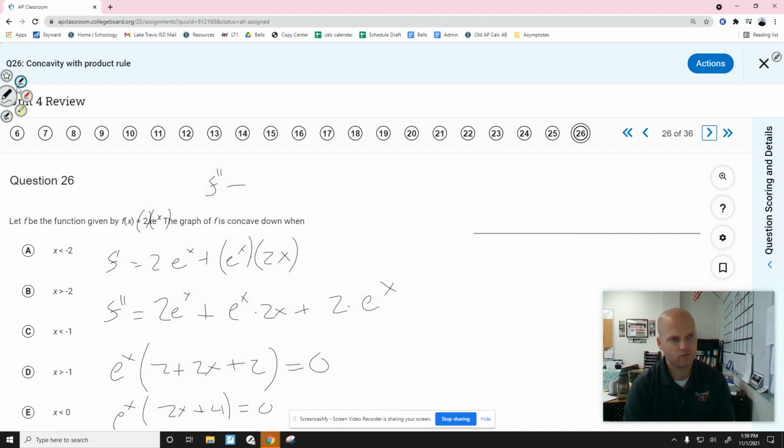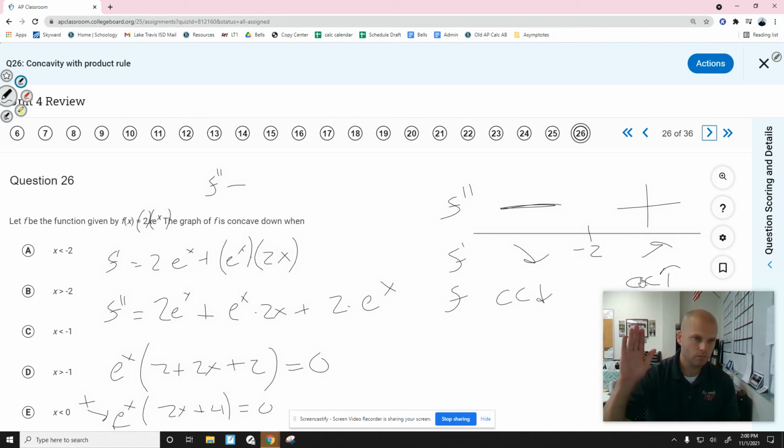Second derivative, negative 2. e to the x is positive, don't worry about it. If I went to the right of negative 2, it's positive here. If I went to the left, it's negative. So that means f prime is going down and going up. The sign of a derivative tells me if the original thing is going up or going down. That tells me if f is concave down or concave up. f is concave down when x is less than negative 2.